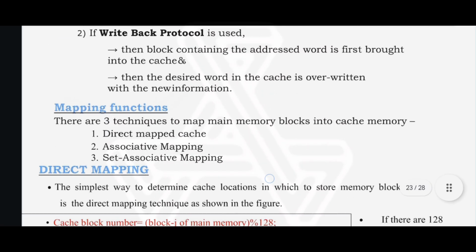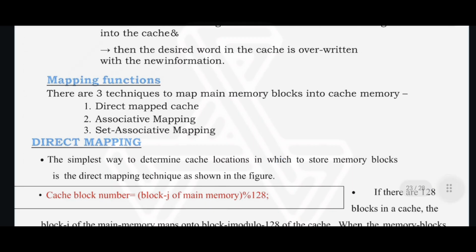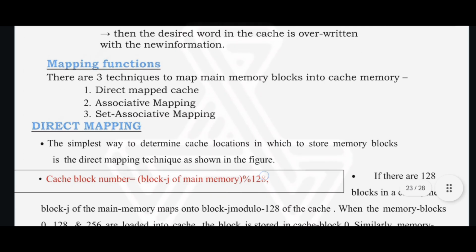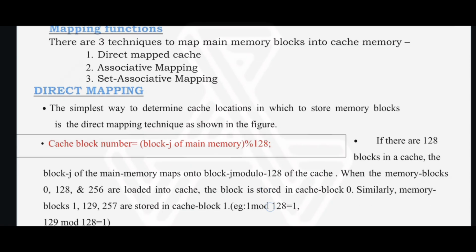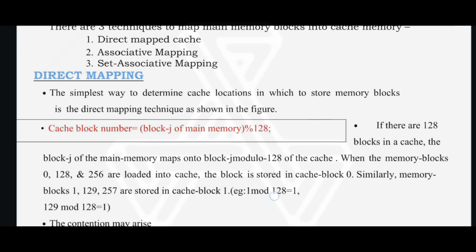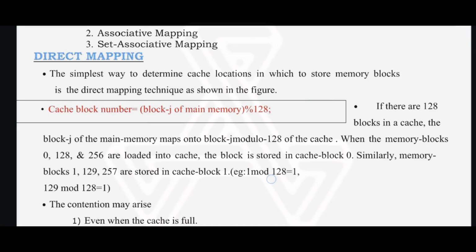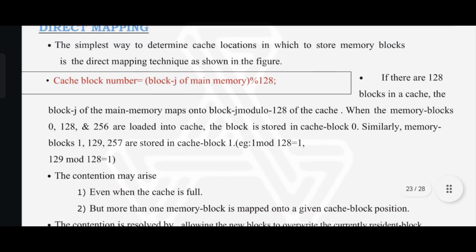Mapping functions. There are three techniques to map main memory blocks into cache memory: direct mapped cache, associative mapping, set associative mapping. Direct mapping: the simplest way to determine cache locations in which to store memory blocks is the direct mapping technique, as shown in the figure. Cache block number is block J of main memory modulo 128. If there are 128 blocks in a cache, then block J of the main memory maps onto block J modulo 128 of the cache.